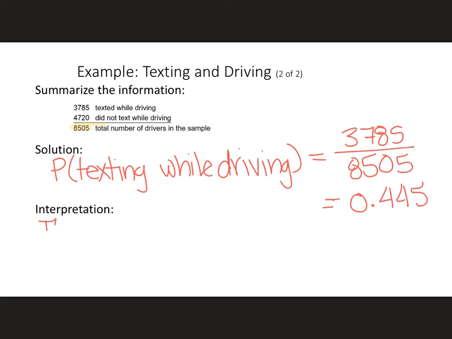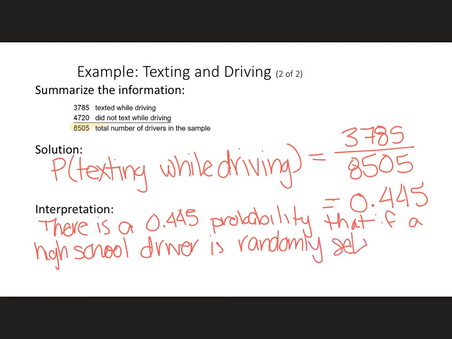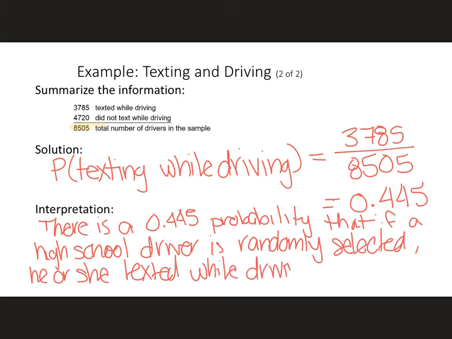So our interpretation here, and you will be doing these interpretations. So I'm going to say there is a 0.445 probability that if a high school driver is randomly selected, he or she texts while driving the previous 30 days.